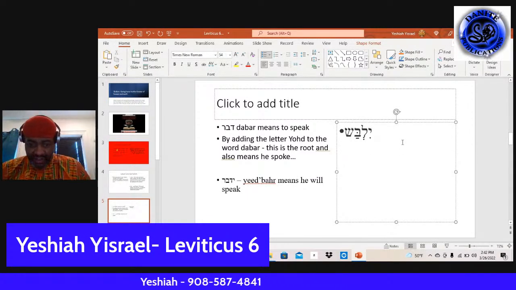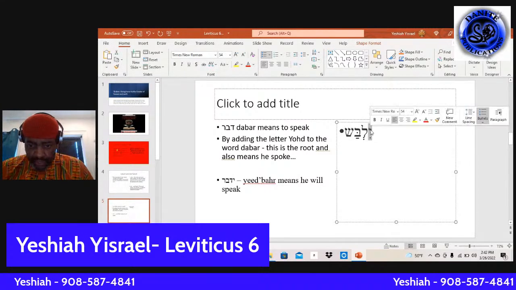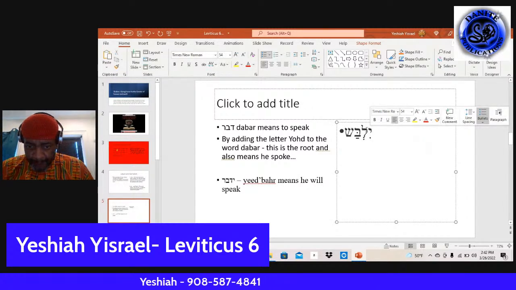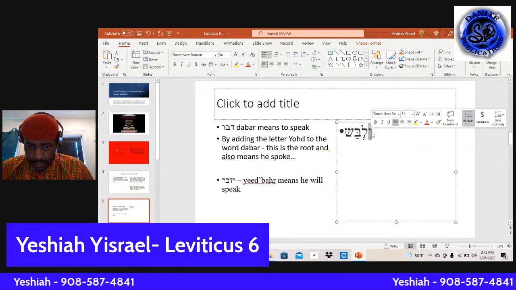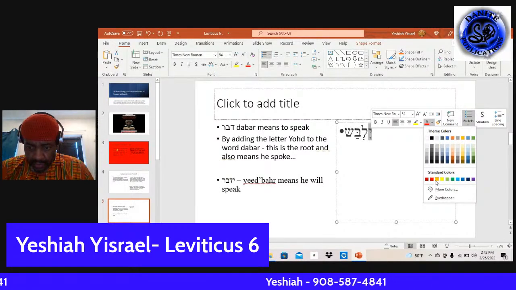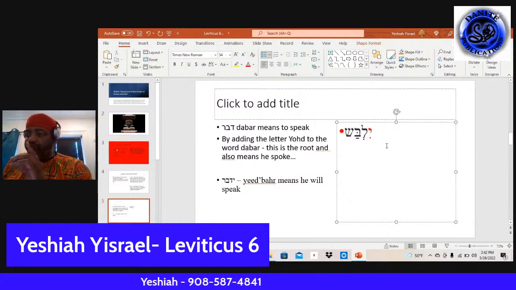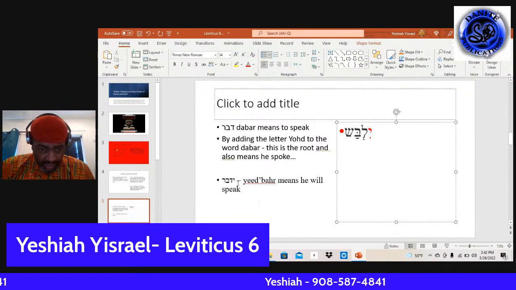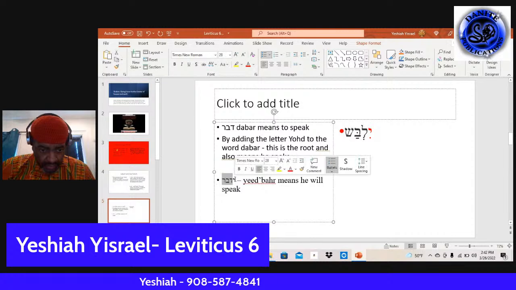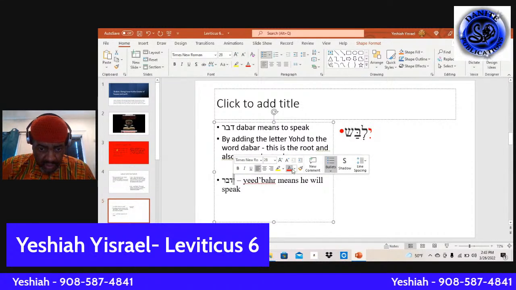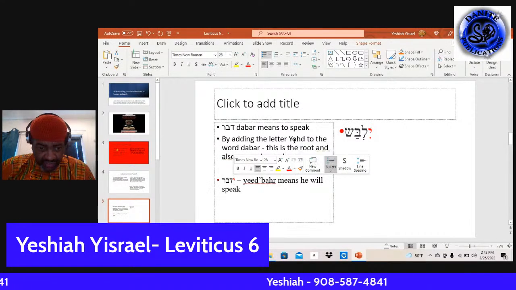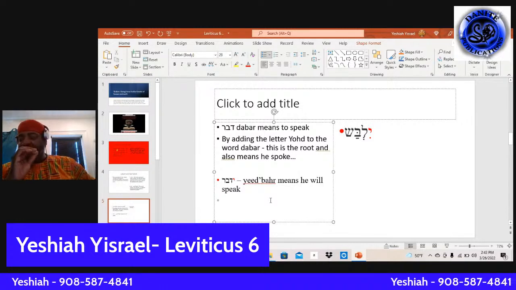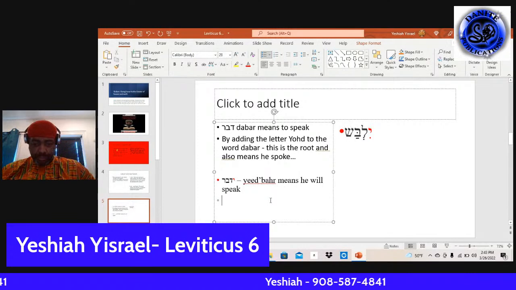So now let us look at this right here. You have here this letter Yod, and we want to show this in the red. That letter Yod becomes very important because, just like the Yod that we see here, brothers and sisters, it shows the future tense aspect in masculine. Now, we're going to emphasize this for a particular reason, and let us move on.